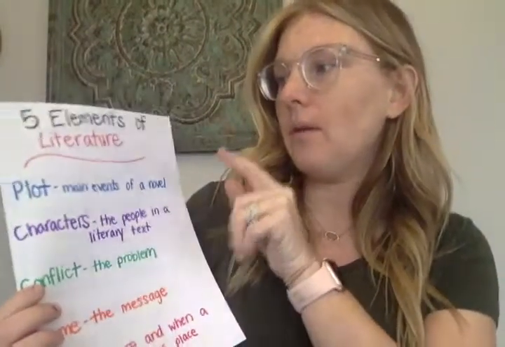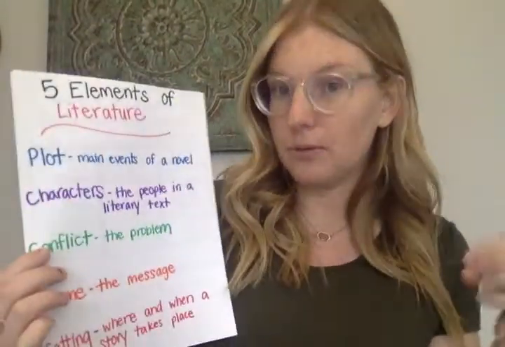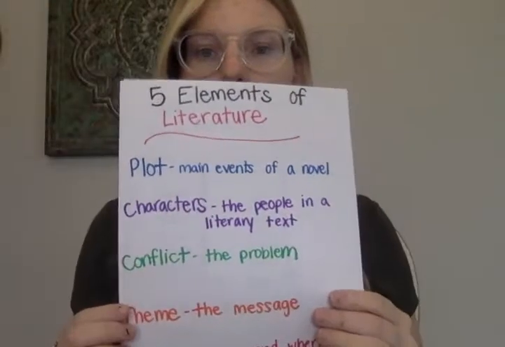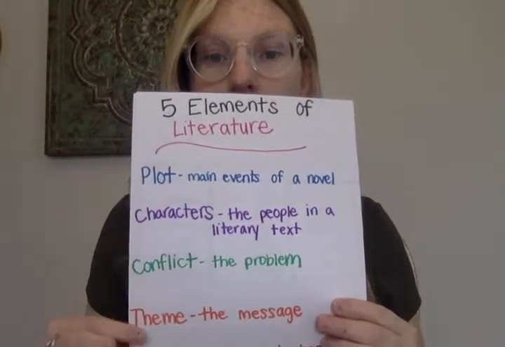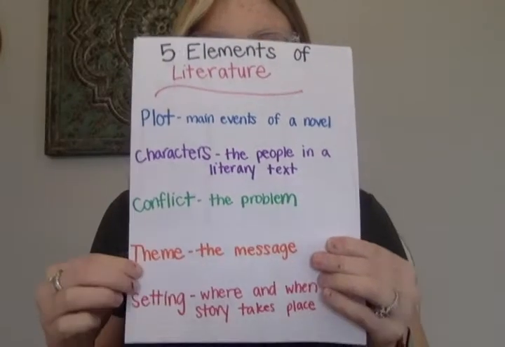Okay, we have this week, let's review. We've gone over the 5 elements of literature, right? So we've gone over plot, characters, conflict, theme, which leaves our last one, setting. Our last one is setting. That's where and when a story takes place.